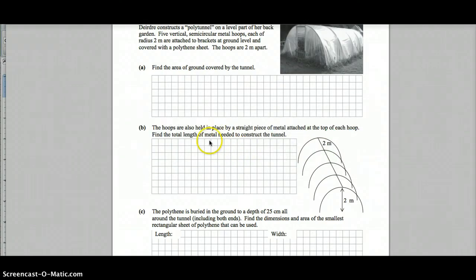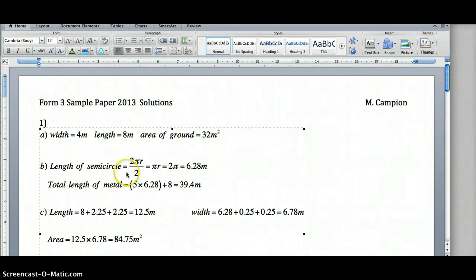Next step was to find the amount of metal used. Each hoop is a semicircle, and there's 5 of them. Remember the radius is 2, so to work out the length of a semicircle: the length of a full circle is 2 pi r, so divide that by 2 for a semicircle, and that gives you pi r. We know r is 2, so your total is 6.28 meters.